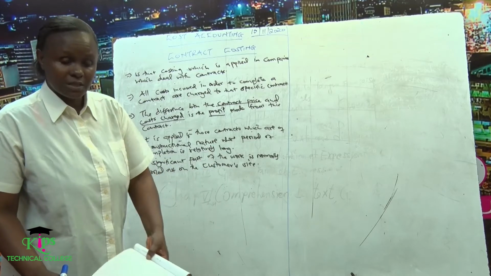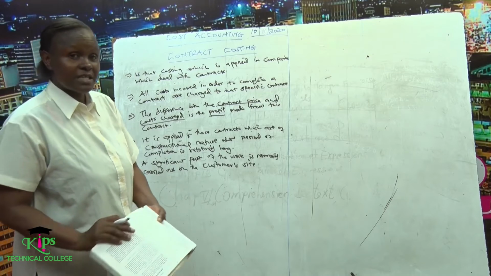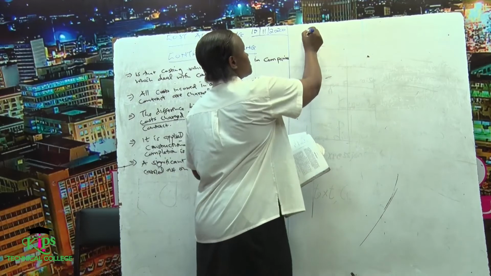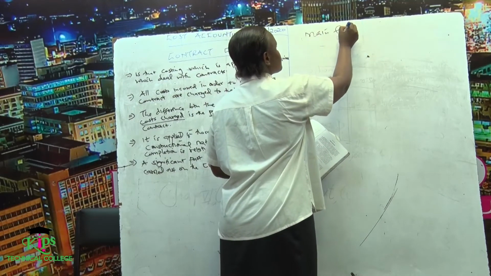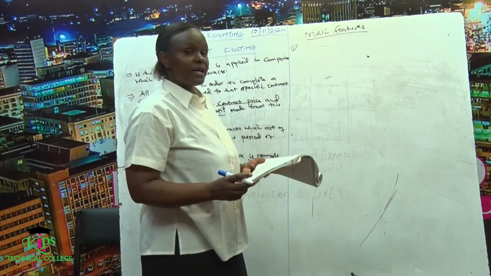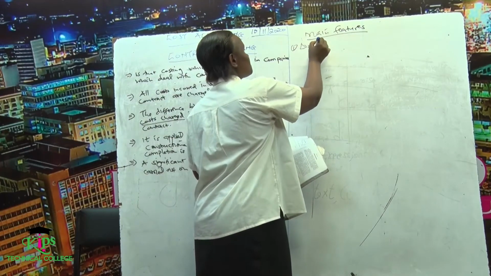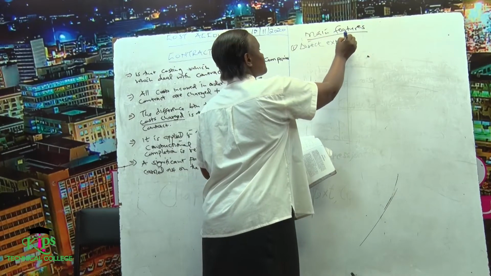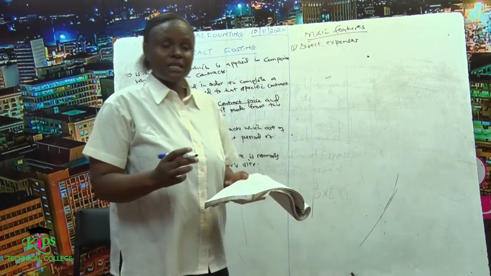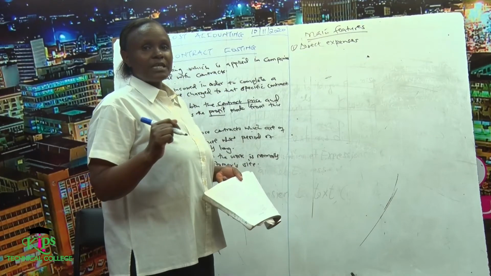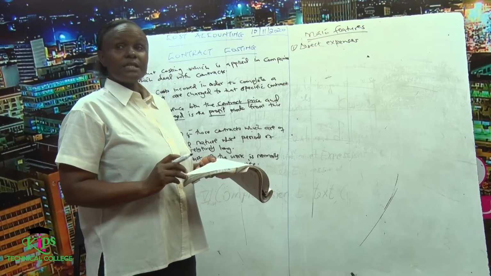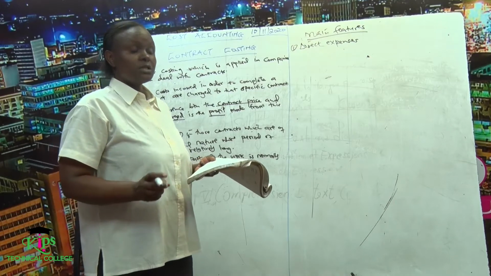So for this contract costing, there are some main features which must be applied. Let us look at those main features. One, we have direct expenses. Direct expenses, in most cases, are the expenses which are incurred for that specific contract. So a high proportion of the direct expenses is incurred in addition to the direct materials and direct labor.